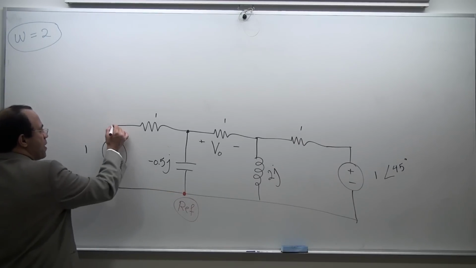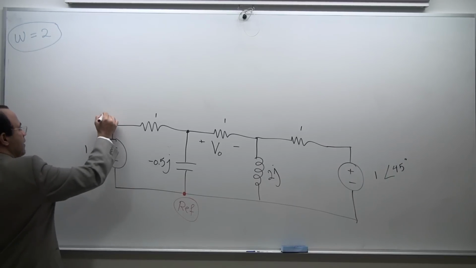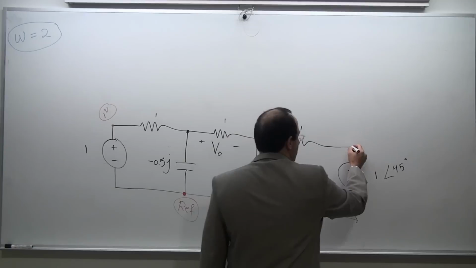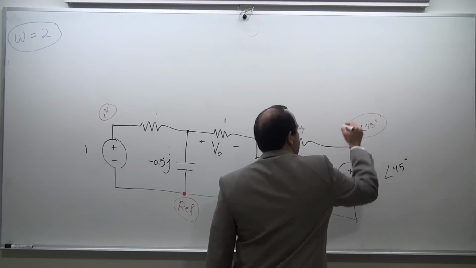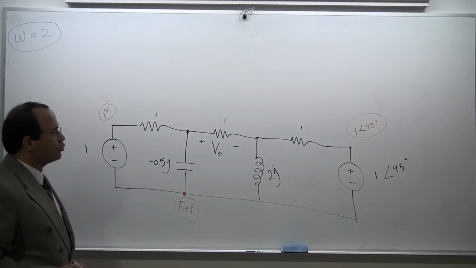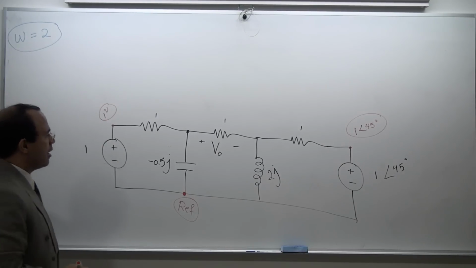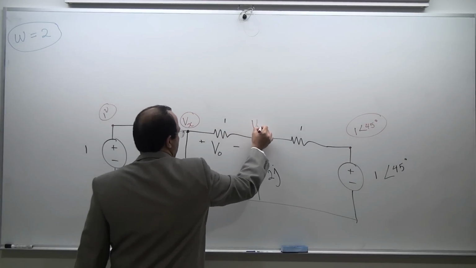If this is 0, how much is this? That's going to be 1 volt in the complex domain, so that's 1 volt on this node. If this is 0, how much is this? That's going to be 1 angle 45 degrees on this node. I've got the 2 voltages on the left and right of the design done. What are the unknowns? The unknown is Vx on this node and Vy on this node.